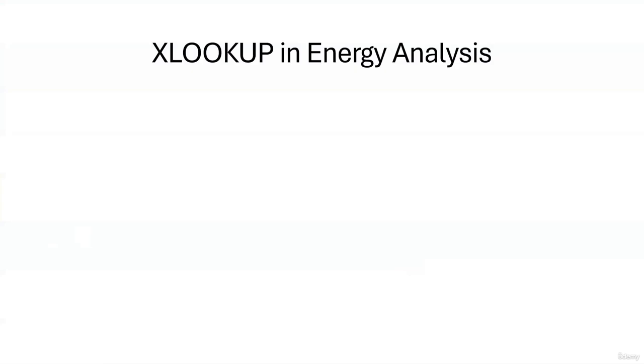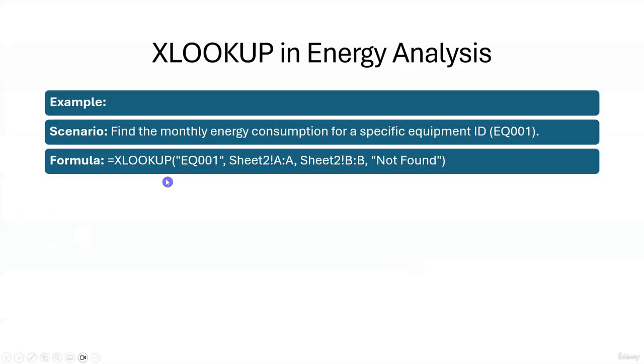XLOOKUP in energy analysis. First, let's explore the XLOOKUP function. Picture this. You need to find the monthly energy consumption for a specific equipment ID, say EQ001. With XLOOKUP, it's a breeze. You simply use the formula XLOOKUP(EQ001, Sheet2!A:A, Sheet2!B:B, "Not found").